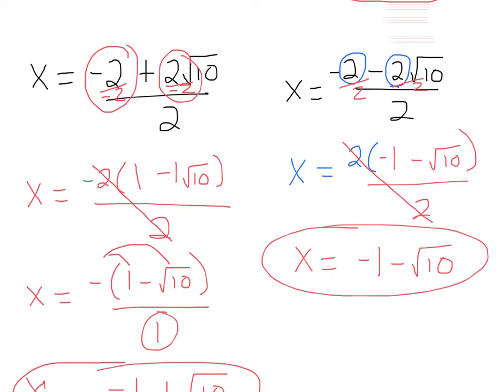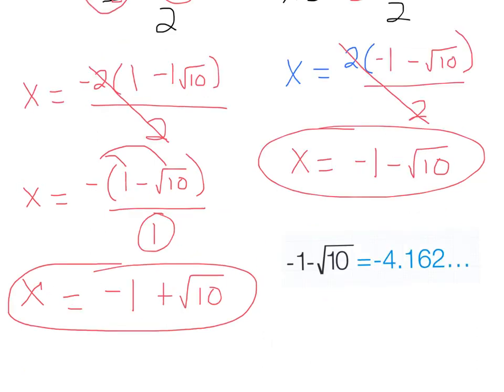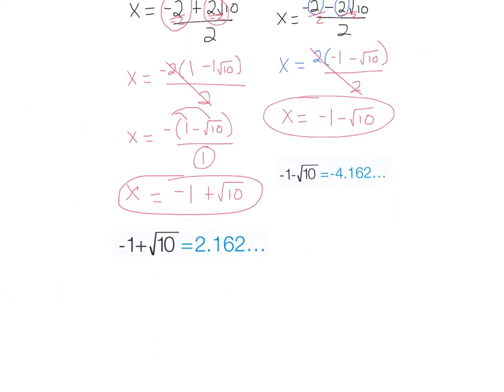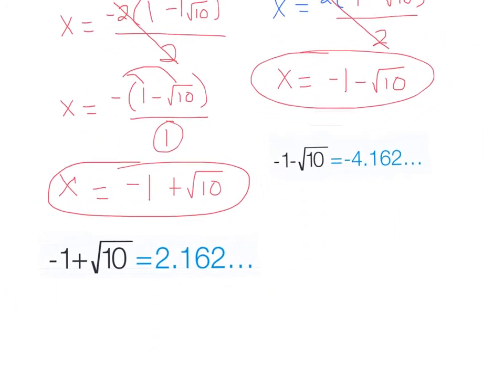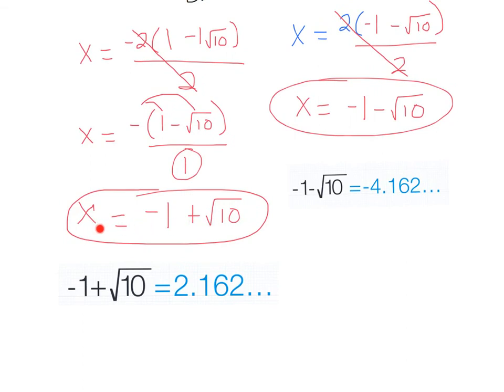And now I'm going to go to my calculator and type that in and see what it is as an approximate decimal. And so I went to the calculator and I typed in negative 1 minus the square root of 10, and it gave me negative 4.162. And so those are our 2 answers. Okay, if you look at the problem, x equals negative 1 plus the square root of 10 and x equals negative 1 minus the square root of 10. These are the 2 correct answers. If you wanted an approximation, 2.162 and negative 4.162 are the approximate answers.